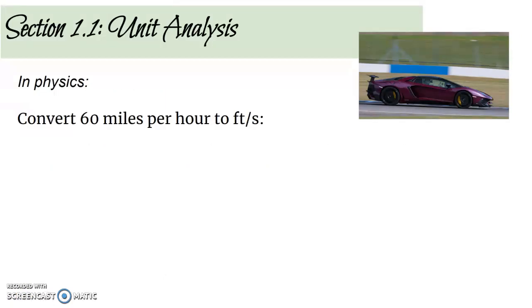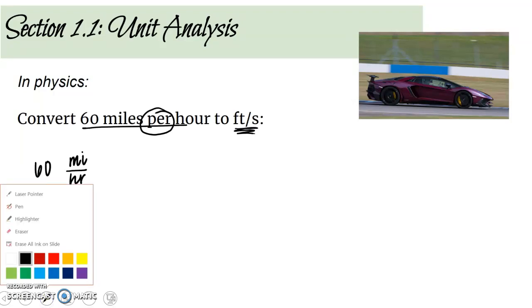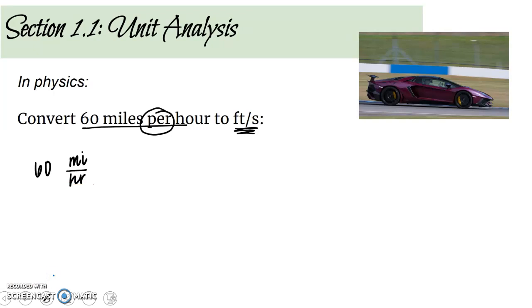This problem says to convert 60 miles per hour to feet per second. So our first quantity is this 60 miles per hour. If I write that out, when I talk about miles per hour, I'm going to write that as a fraction. The per tells me that the miles is divided. I want to convert this ultimately into feet per second. To do unit conversions, I need to think about how to get rid of the units that I have and get into the units that I want.